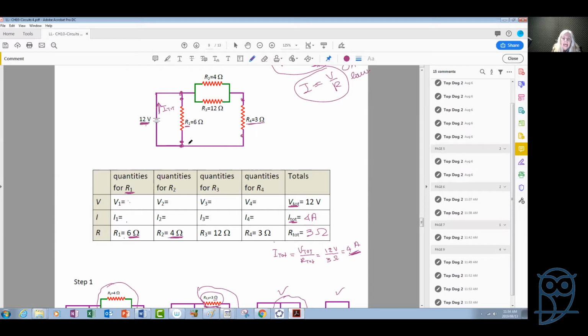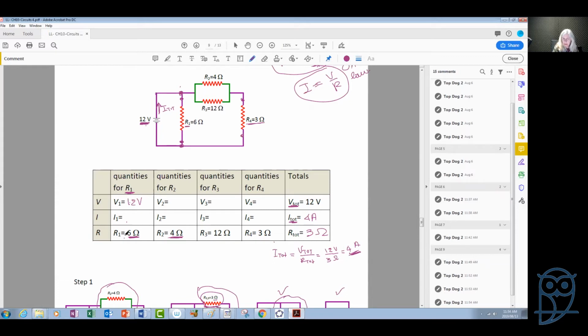So we can add this value in the data for R1. Here is R1. The V1, in other words, is 12 volts, because this is the potential difference across the resistor R1, which is the same as the potential difference supplied by the source, isn't it? Right.